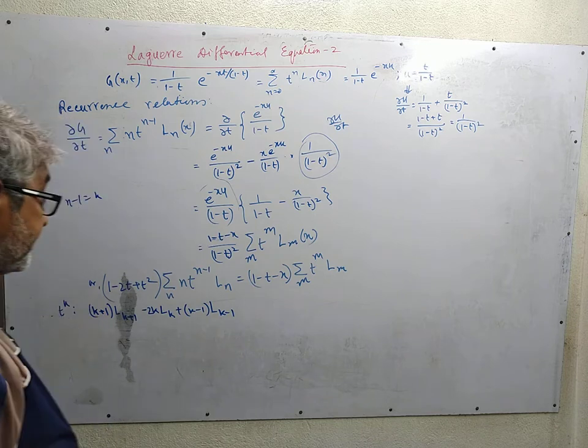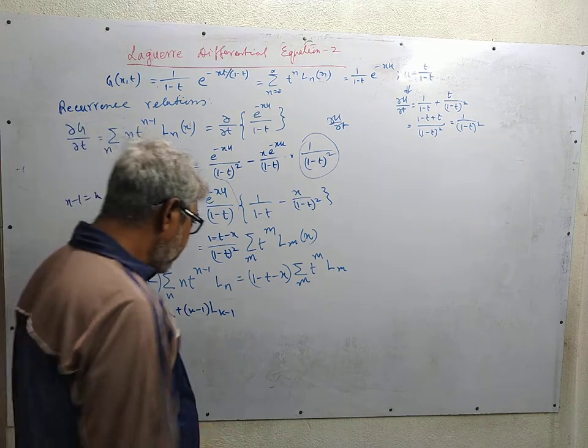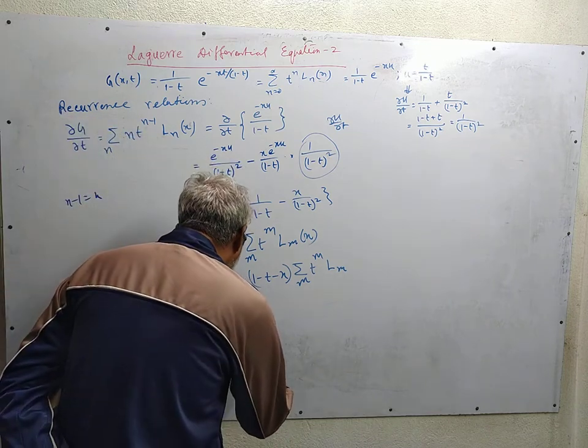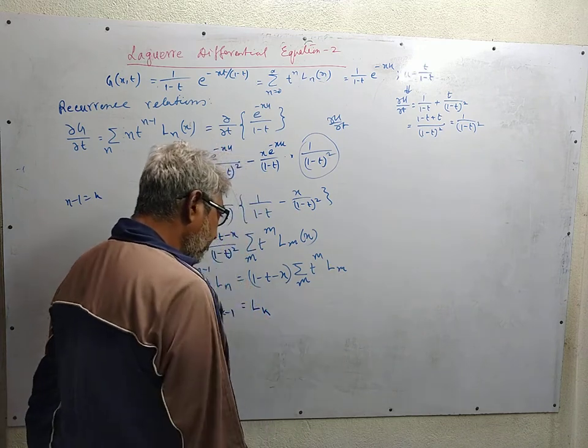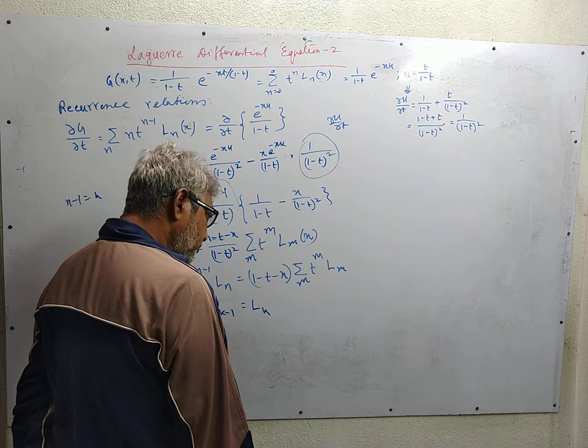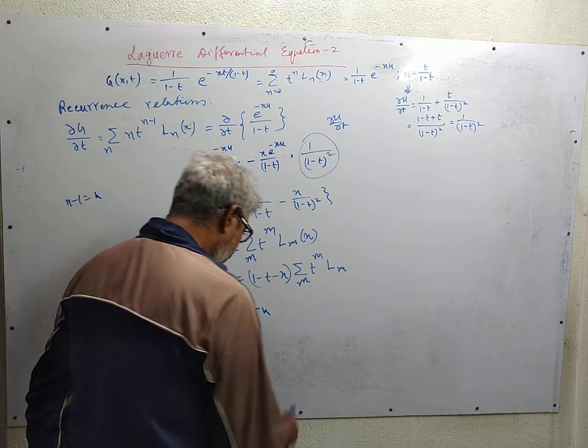And coming to the right hand side, the first term contributes when m is equal to k. So the second term contributes when m plus 1 is equal to k, that is m is equal to k minus 1.